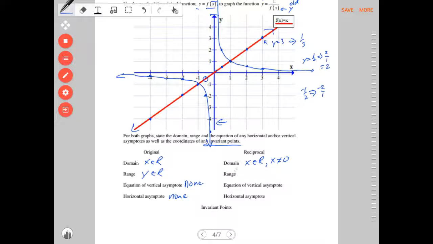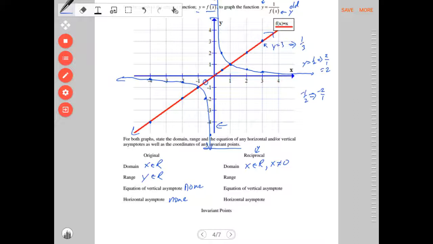Now back to the reciprocal graph, the one I drew in blue. The domain is x is an element of the reals, but x can't equal 0. The range is y is an element of the reals, but y can't equal 0 either. Now we have a vertical asymptote, a line that I get close to but never touch. This is going to go down forever and never touch that y-axis.